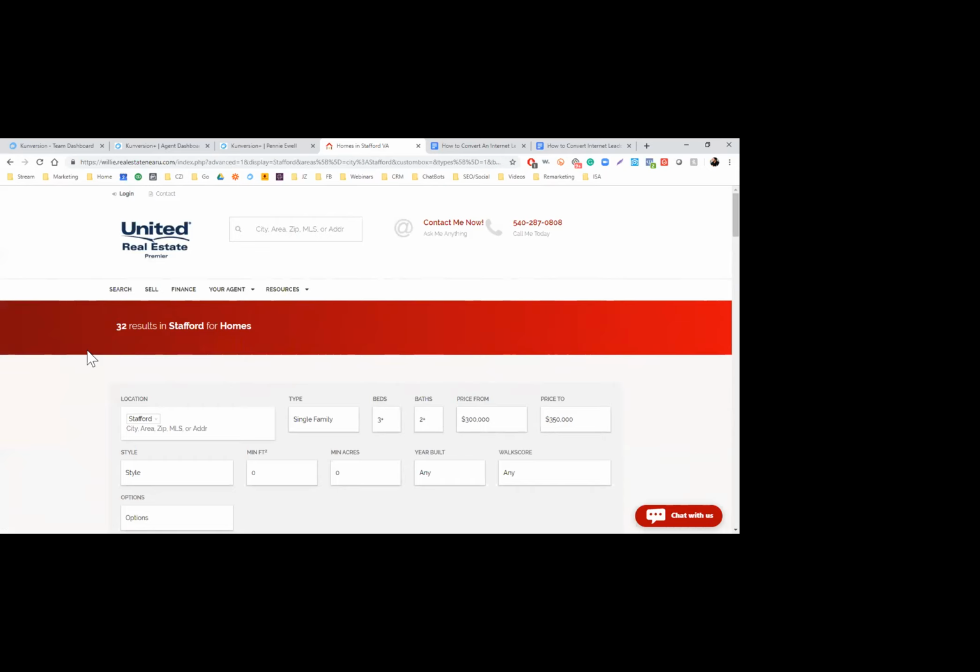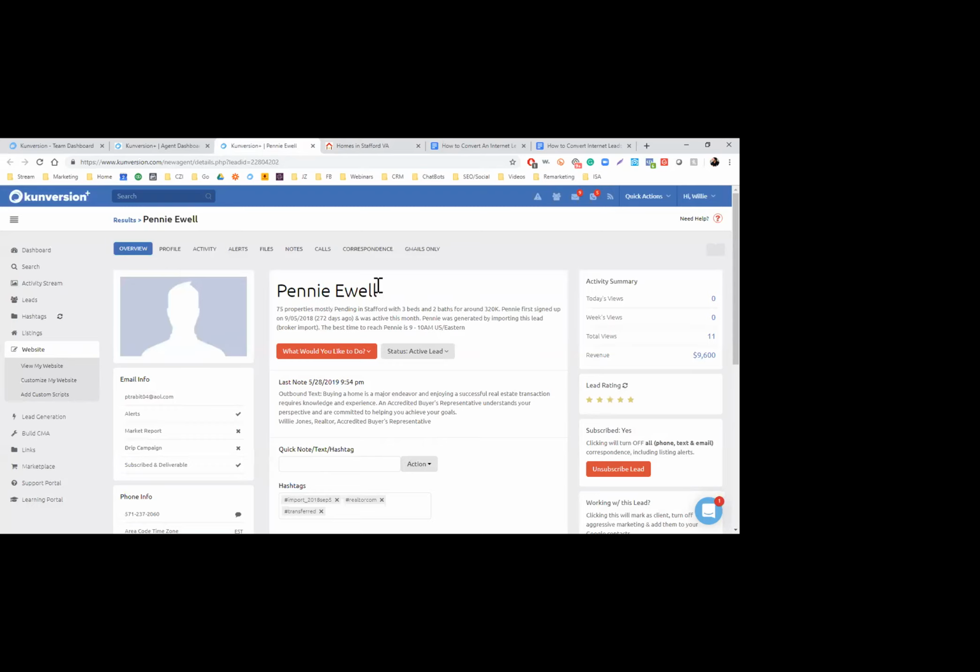If a majority of the properties that this lead's looking at are pending, that tells me one of two things. One, there's just a bunch of killer deals and they're flying off the shelf. Or two, in this particular market you need to be a little more aggressive in your search, Penny. Average time on the market right now for homes in your price point in Stafford is 20 days.